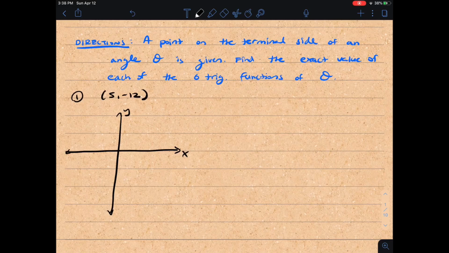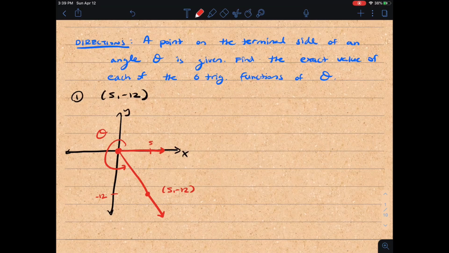So I'm going to first draw my vertex at the origin, my initial side on the positive x-axis. To figure out where your terminal side will be, you want to plot the point (5, -12). So let me go 5 units to the right and then go down 12 units. This will be the point (5, -12). This is my angle theta. Because we don't know if theta is positive or negative, we can draw it however we want. In the end, it doesn't really matter because all we care about is what quadrant it's in and what the point is on the terminal side of theta.